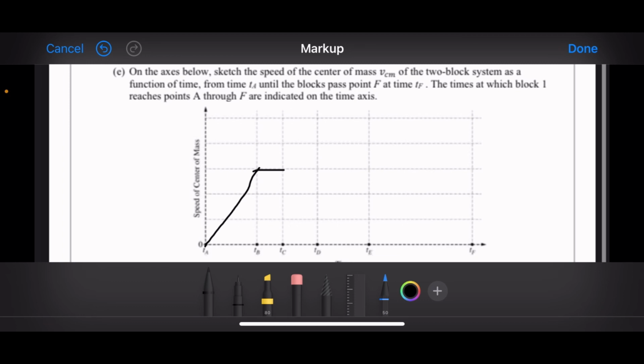And then from C to D, it's going to decrease because our A is negative, due to the friction that's going on during the segment. And then after that, I believe that it's just a constant straight line because there's no more A, and so our V is constant.